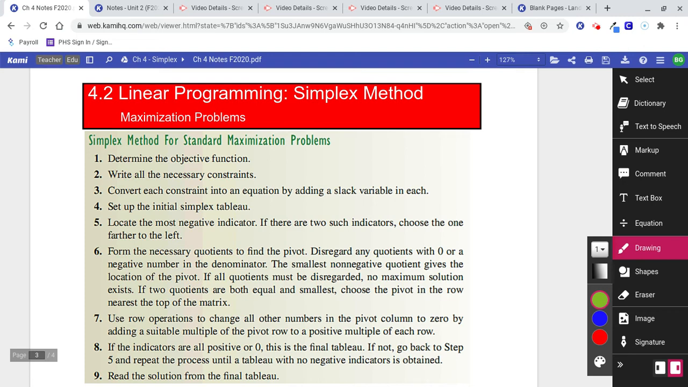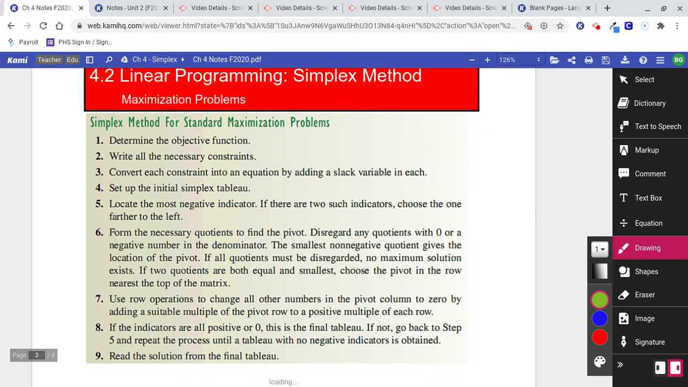4.2 linear programming simplex method. We're going to be doing maximization problems today. And here are the directions for how to do the simplex method. It looks kind of complicated, and I suppose it is. There's a lot going on.